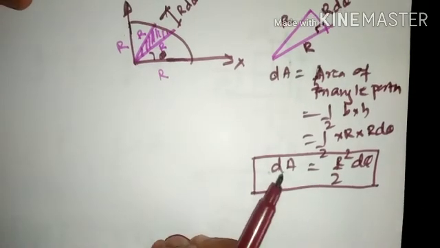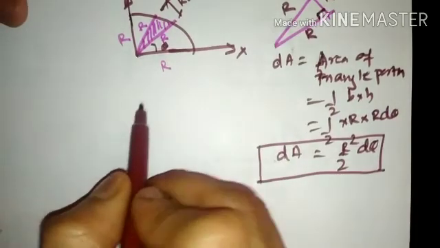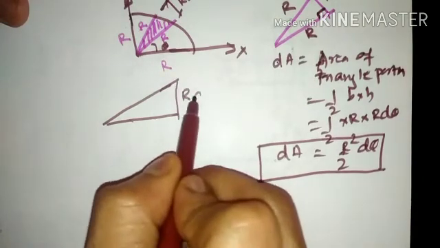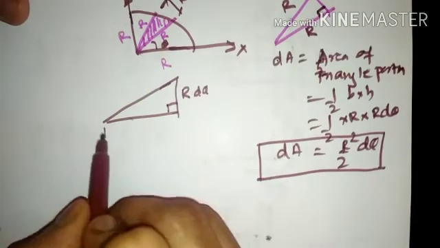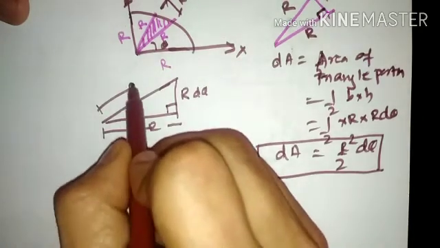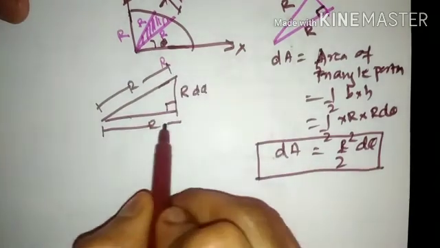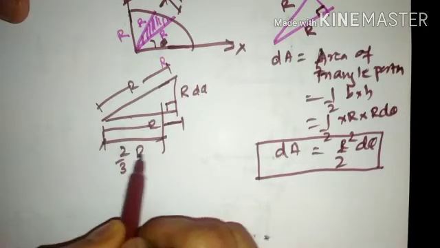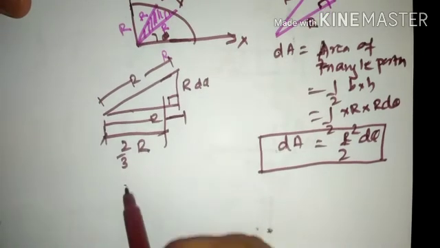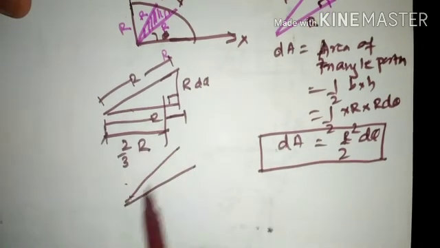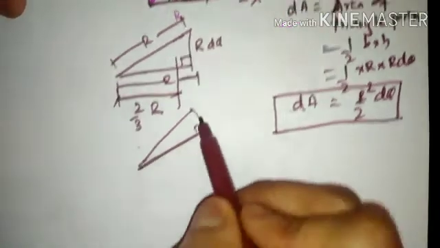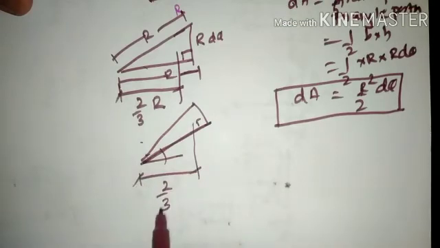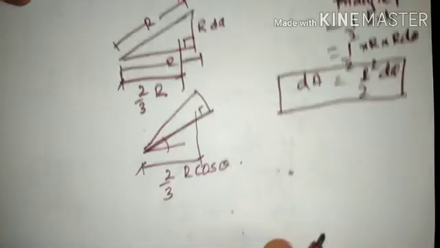Now, if this elemental strip is placed along the x direction, coinciding with it, this would be r d theta, inclination 90 degrees, this is r, and the approximate hypotenuse length would also be r. Then the centroid of this triangular strip would be 2/3 of r. But as it has been projected upward, at an inclination of theta, the centroid of that section would be 2/3 of r cos of theta.